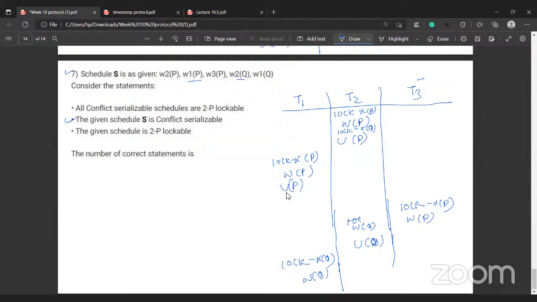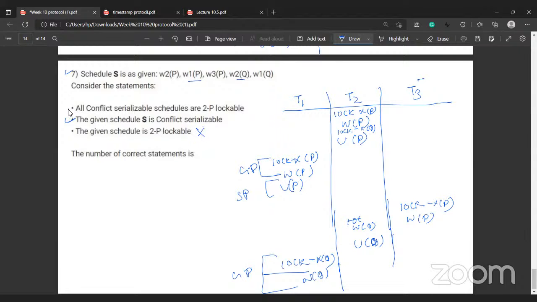Anyone? No, sir. No, why? In T1, there is a growing and shrinking, and then growing and shrinking. Yes, growing phase, and then shrinking phase. After that again, growing phase. So we can say that the given schedule is not 2PL. So this is not a right answer.